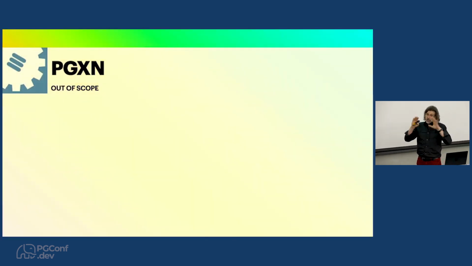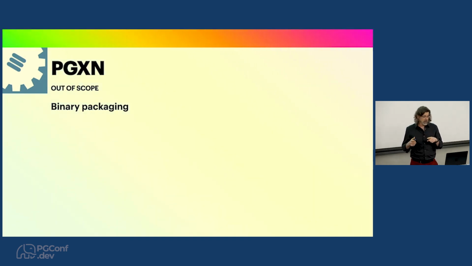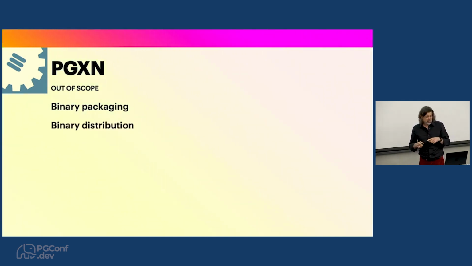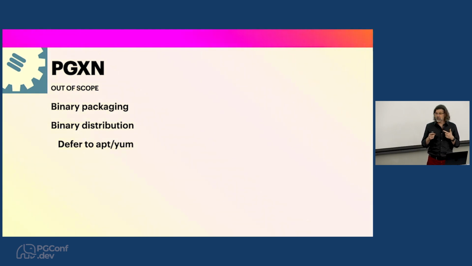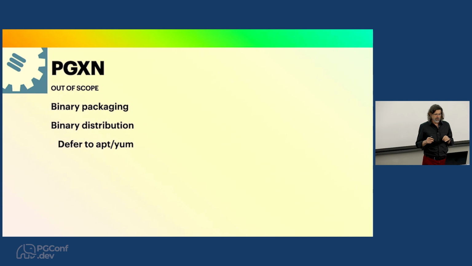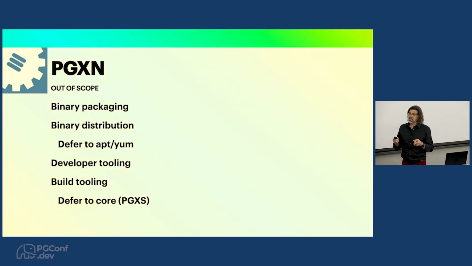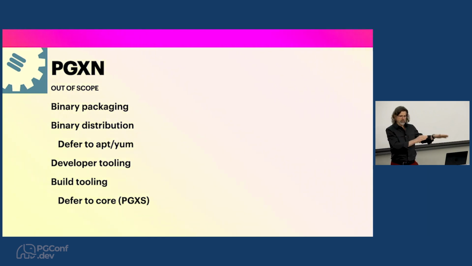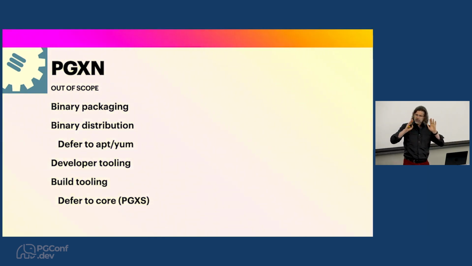So with this kind of vision, I'm getting ahead of myself. There were some things that were out of scope of my proposal. One was binary packaging. I felt it was best, for binary distribution, just to defer to the community apt and Yum repositories and just kind of stay out of that. Also, developer tooling. We already had build tooling for PGXS. And early on, people said to me, well, how are you going to build extensions? And I said, I'm not touching that problem. Core is defined this way to do it. That's the way you should do it. We're about discovery and distribution of the source code.